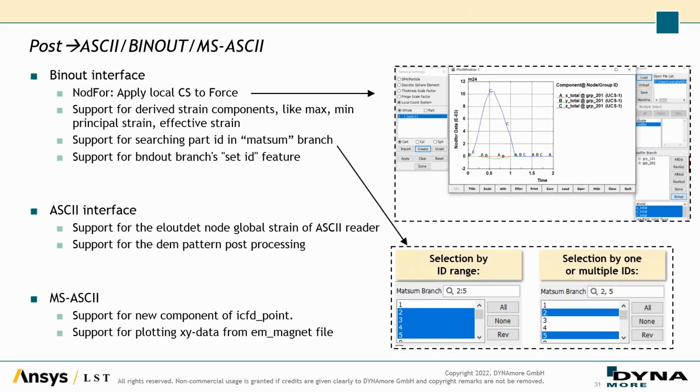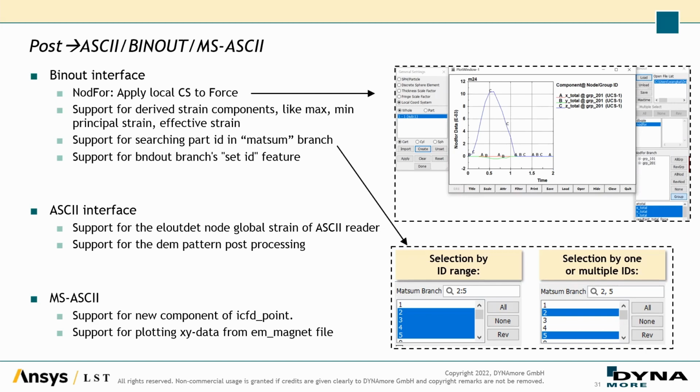In LS-DYNA, you can output the result values in ASCII format, ASCII files, bin-out files, or MS-ASCII files. Used for the bin-out interface to open these LS-DYNA result databases. If you activate a local coordinate system in the settings menu, then also the curve plots for the force are in local coordinate systems.